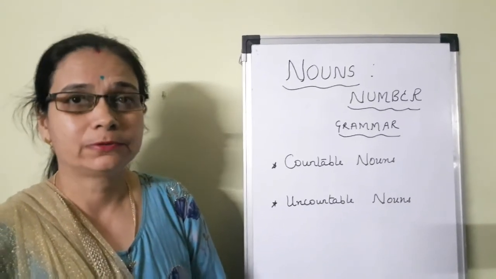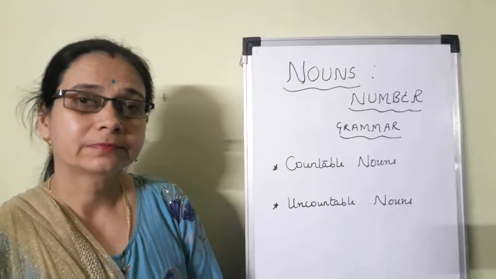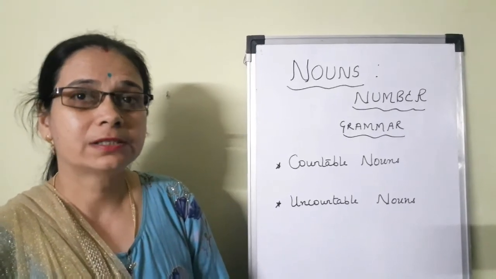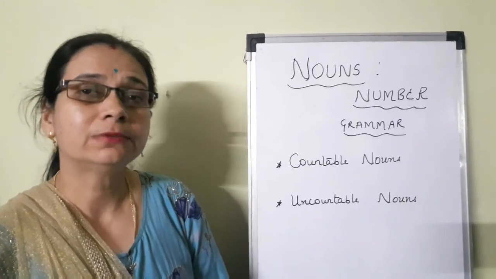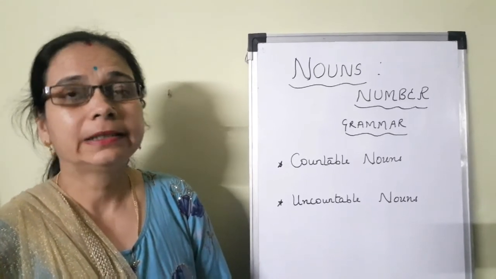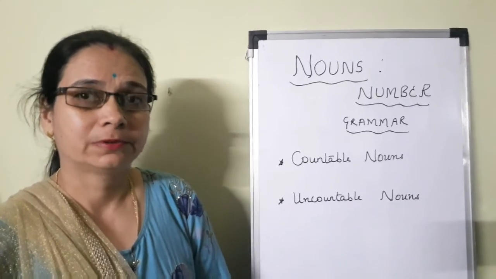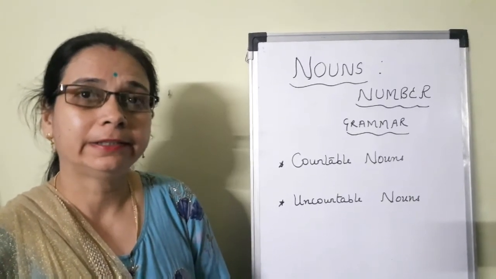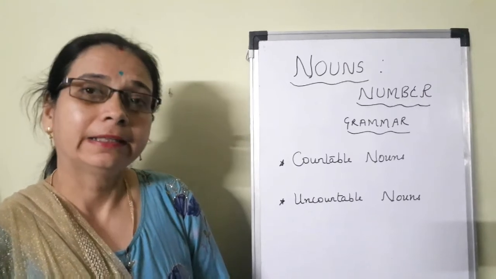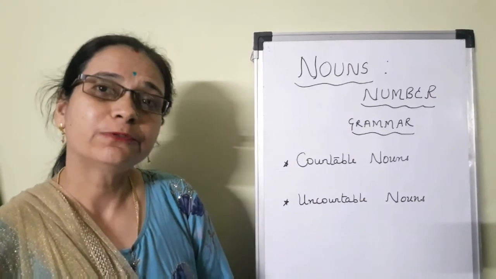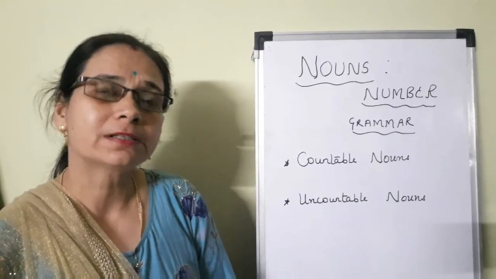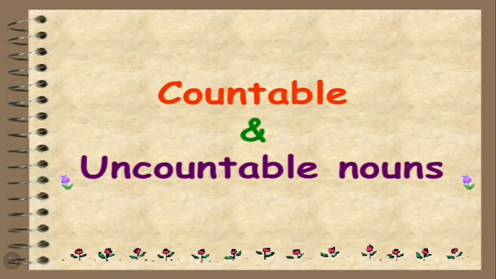And uncountable. Quick answer, children. Rice, wheat, sugar, water. We can't count in numbers. So, they come under uncountable nouns. So, this only we'll study in today's class, and then at the end, I'm going to give you a quiz. Try to fill that quiz as fast as possible. So, children, let's start with countable and uncountable nouns.